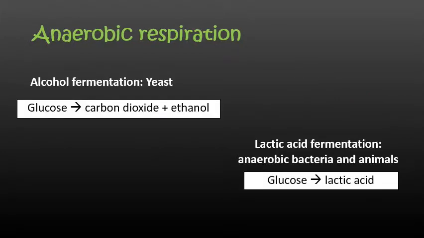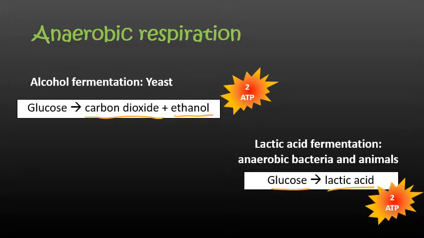Anaerobic respiration, on the other hand, is the process of releasing energy through the breakdown of glucose in the absence of oxygen. Alcohol fermentation breaks down glucose to form carbon dioxide and ethanol, and glucose breaks down to form lactic acid. Yeast, anaerobic bacteria, and animals have all developed ways of breaking down glucose in the absence of oxygen. Both of these processes only produce 2 ATP molecules, which is much less than when we break down glucose in the presence of oxygen.